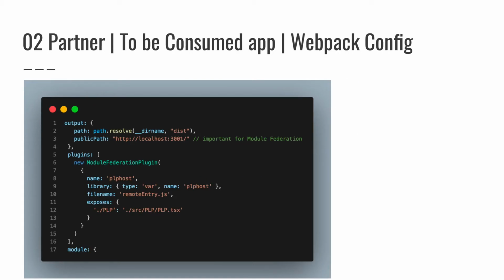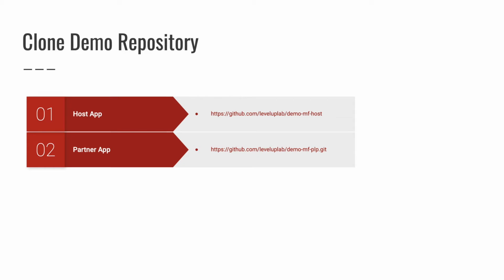The second step is to create the partner application, which basically exposes the components that can be consumed in any application. In this demo, we will consume the components from this application into the host application. Now, I will clone the code of these two repositories on my local machine.